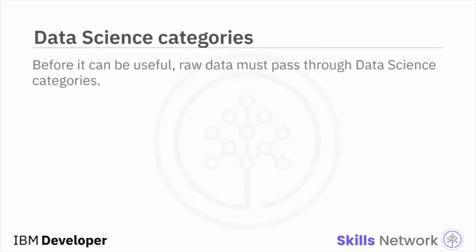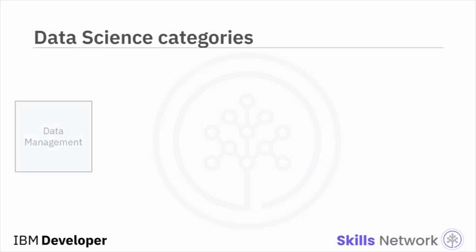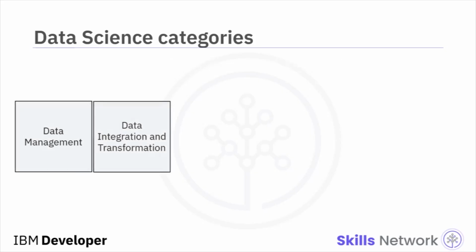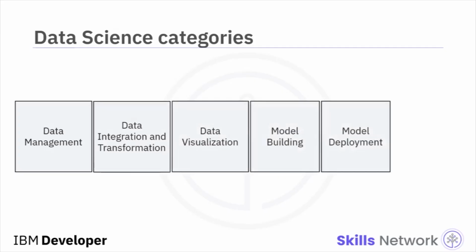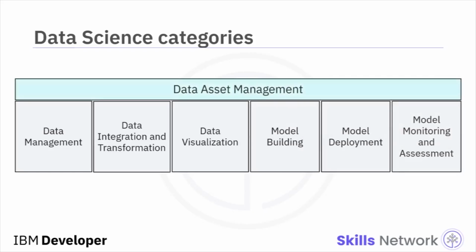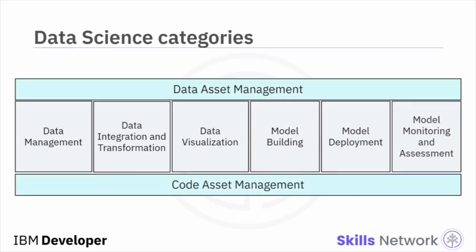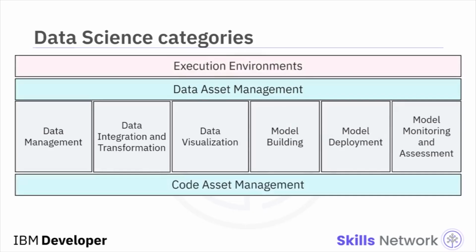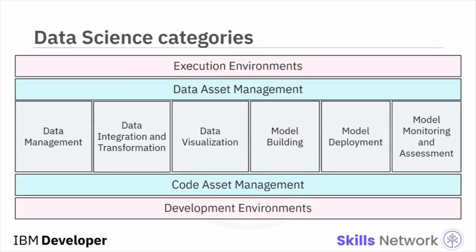Before it can be useful, raw data must pass through various data science task categories such as data management, data integration and transformation, data visualization, model building, model deployment, and model monitoring and assessment. To do these tasks, you need data asset management, code asset management, execution environments, and development environments. Let's see how each category enables you to make the best use of raw data.